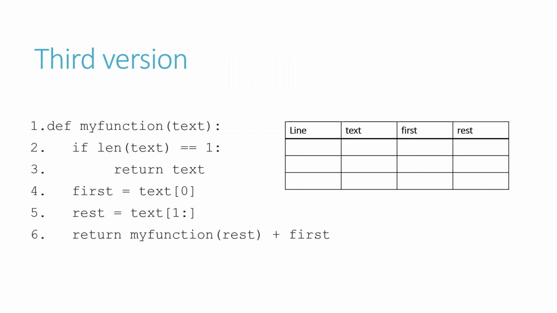So what happens when we do that? Well, at line 1, text is given the value C to match the parameter. At line 2, the length of text does equal 1, so we go on to line 3 and return the value C. We return the variable text which holds the value C. So our returned value is C. We don't have to call the function anymore because we've reached the base case.